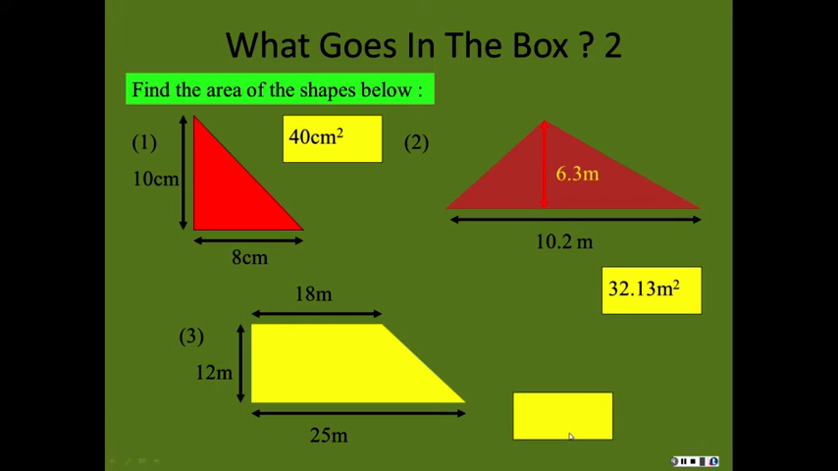Violina, did you get the answer? What was it? You got 42? No, it has to be bigger than 42. You need to go 12 times 18. That's going to be a big number, right? And then you take 25 minus 18.